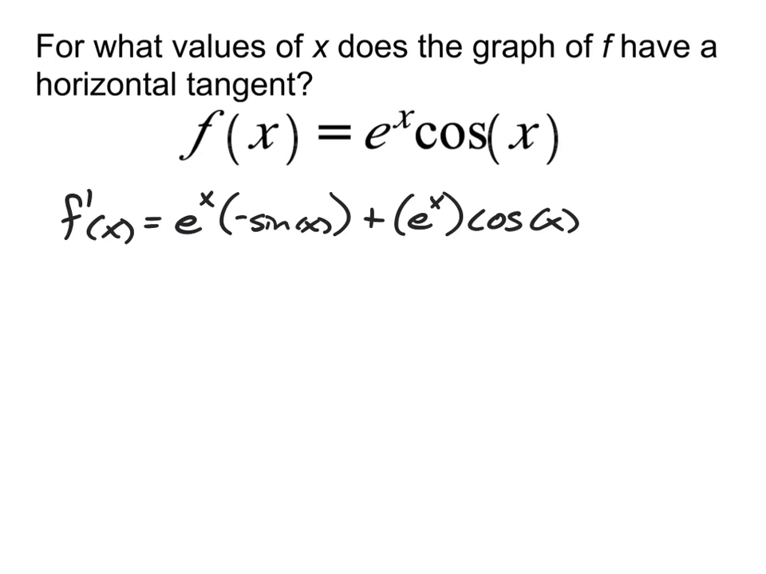So now if I want to know where the tangent line is horizontal, because this is the equation for the slope of the tangent line, I'm going to set that whole thing equal to 0. And when I'm setting it equal to 0, I just want to make my life a little bit easier, so I'm going to clean that up a little bit. I'm going to write this as e to the x cosine of x minus e to the x sine of x, just because that's going to be a little bit easier to look at there. All right, now we need to solve it.